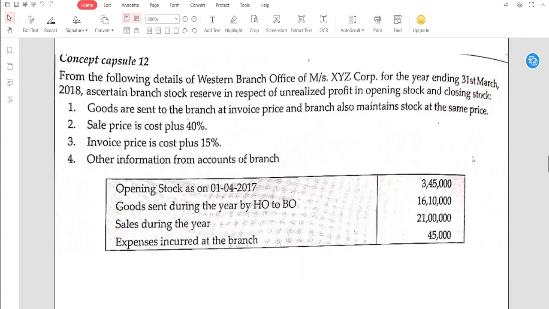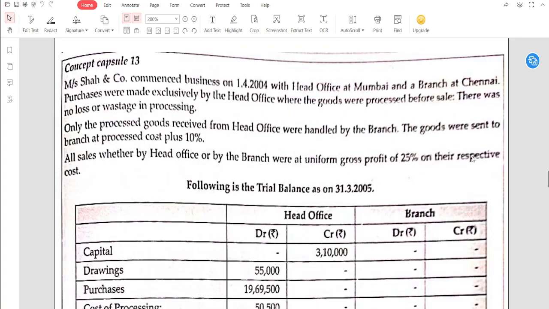But right now I am going to solve question number 13. That is the important part. Let's go through it. Messrs. Shaw and Company commenced business on 1/4/2004 with HO at Mumbai and a branch at Chennai. One in Mumbai, one in Chennai.